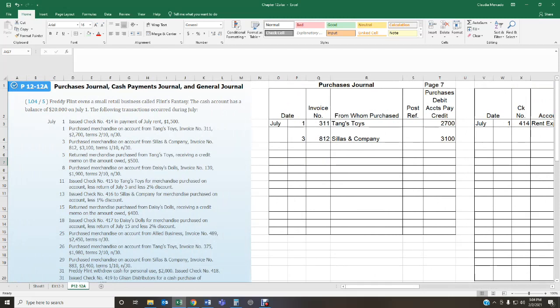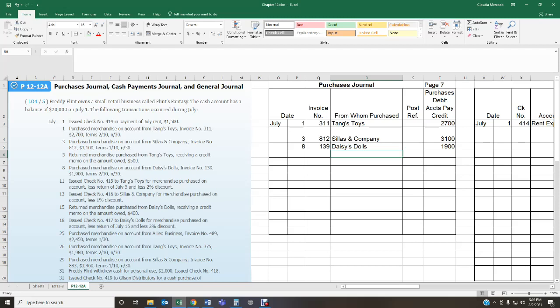Okay, so now what's happening on July the 8th? It says we purchased more merchandise on account from Daisy's Dolls. Invoice number 139, for $1,900, terms 2/10, net 30. So this is happening on July the 8th. This is invoice number 139, and this is from Daisy's Dolls. And the amount of my purchase is $1,900. There we go.